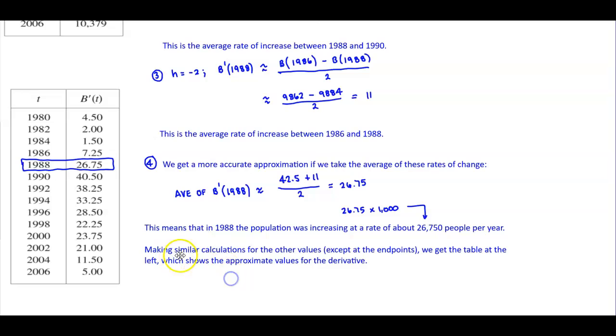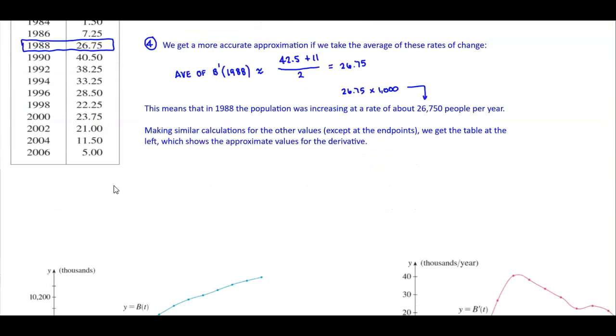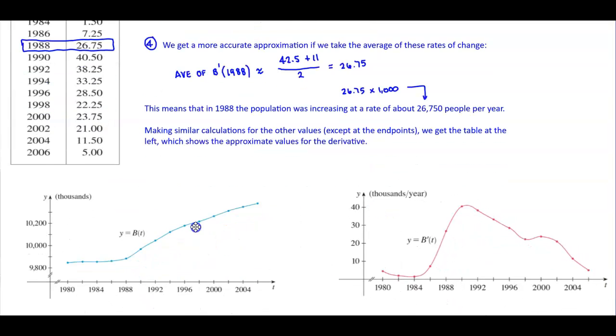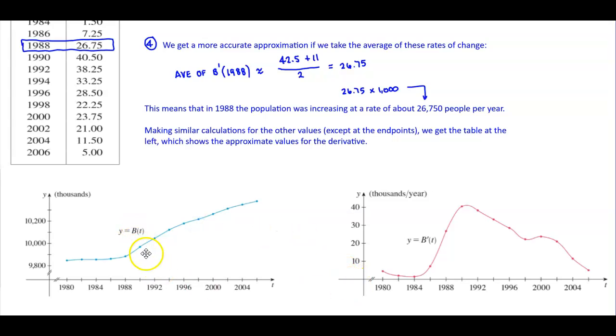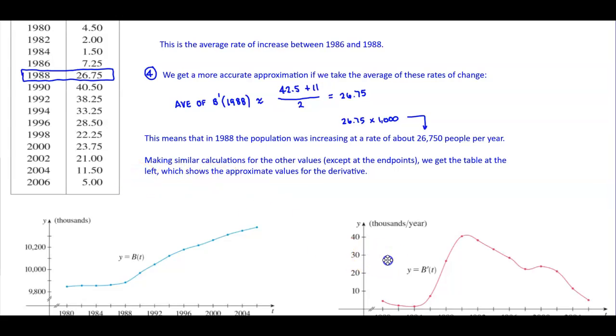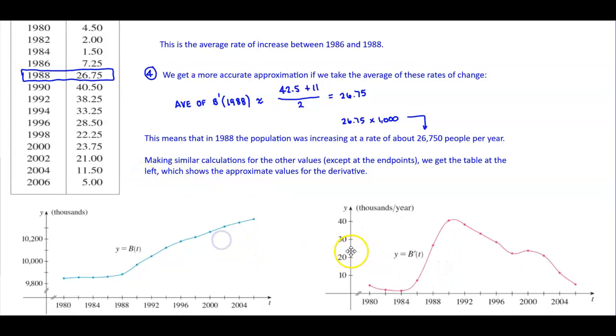Now, making similar calculations for other values, except at the endpoints, we get the table on the left here, which shows the approximate values for the derivative. So let's take a look at the graphs of these two. Here's the graph of the function, so this is what the function looks like. This is the first graph, and then this is the second graph, b prime. I want you to pay attention.